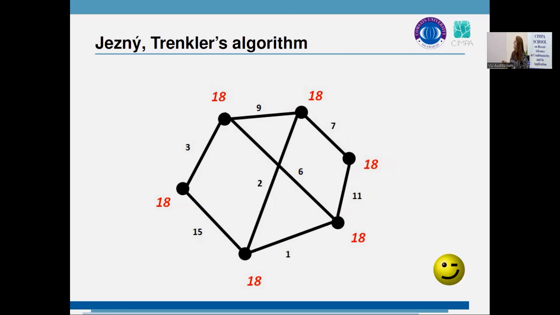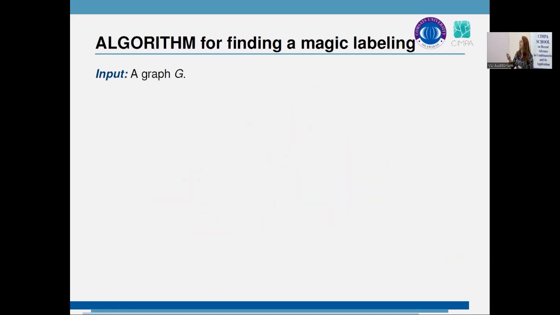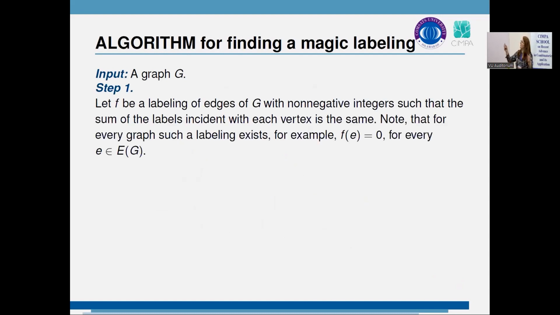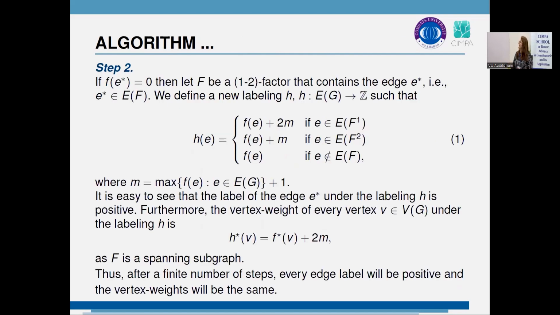If you are interested, then we are done. Here is the algorithm for how you can do it. The first step, you always start with number 0. Then in the second step you find one factor, and it is written here how you have to increase the value, or you define a new labeling of the graph.